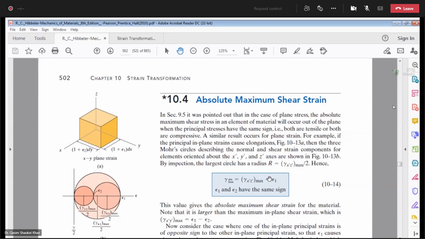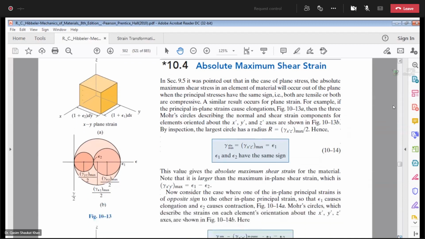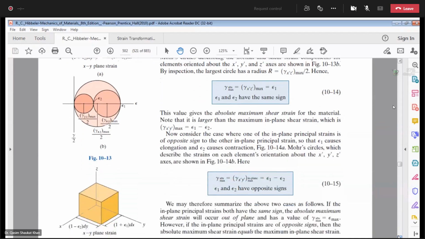So the absolute maximum shear strain will be epsilon 1, and this value gives the absolute maximum shear strain for the material, and it is larger than the maximum in-plane shear strain. It's very obvious from the figure, as this is the maximum in-plane shear strain, this is the absolute maximum shear strain. So this is epsilon 1, okay, and this is epsilon 1 minus epsilon 2 over 2. Okay, any questions about this? No, sir.